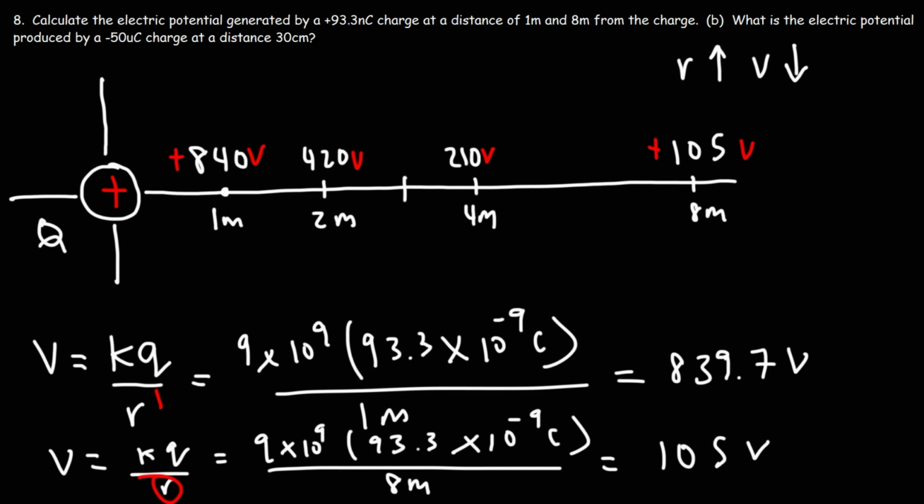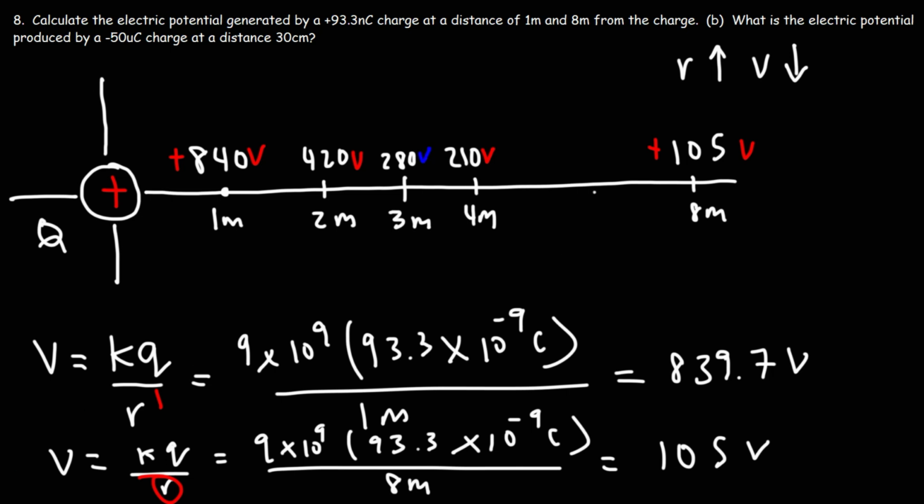By the way, if you want to get this answer, simply take this number divided by 4. 840 divided by 4 is 210. Since this is 1 meter, we could use this value to easily calculate the other values. So let's say if we want to find the electric potential at 3 meters, we just got to take 840 divided by 3. So it's going to be 280 volts.